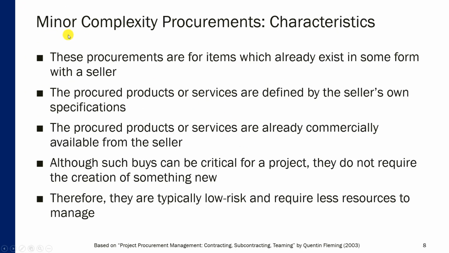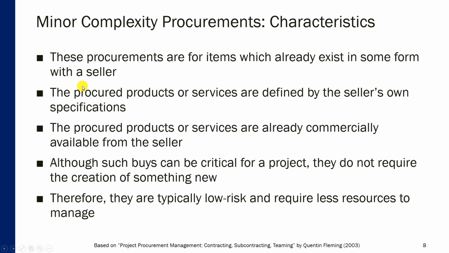Now, the second generic category are the so-called minor complexity procurements. So what are the defining characteristics of minor complexity procurements? Well, these procurements are for items which already exist in some form from the seller. So it's not something that is brand new, something that is absolutely unique. The procured products or services are defined by the seller's own specifications. In other words, the seller already has certain products, and the seller understands the specifications of these products.